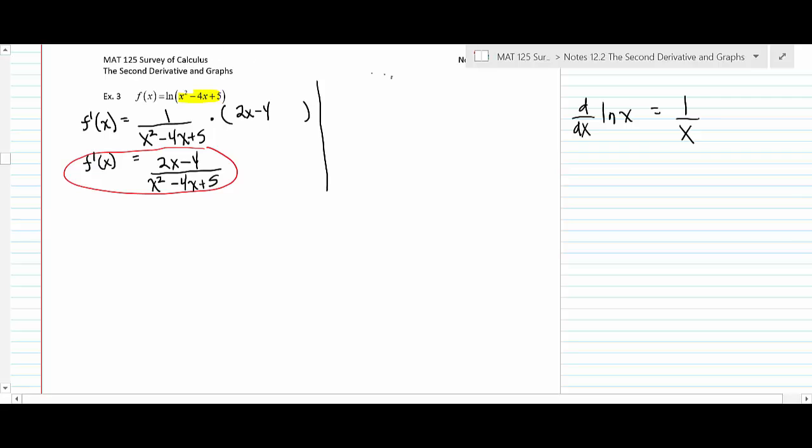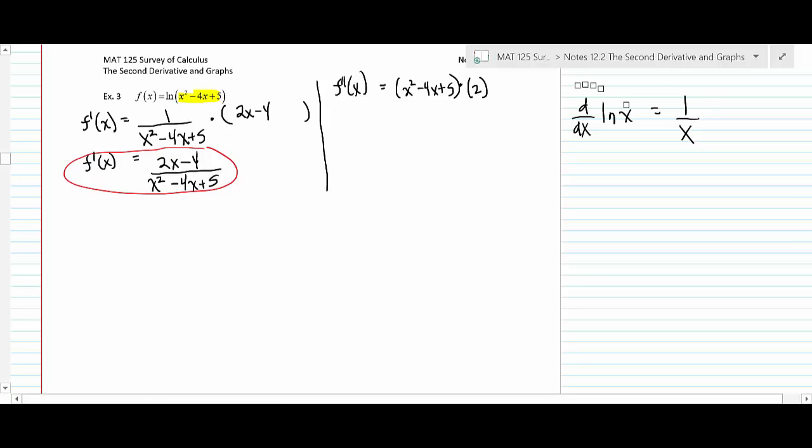Let's go ahead and get the second derivative out of the way. When you do the second derivative, you do the derivative of the derivative. So how are you going to do the derivative of that thing? Quotient rule. Good. The quotient rule goes: the bottom, you just write down as it is. Then you do the derivative of the top. So what's the derivative of the top? 2. That's easy.